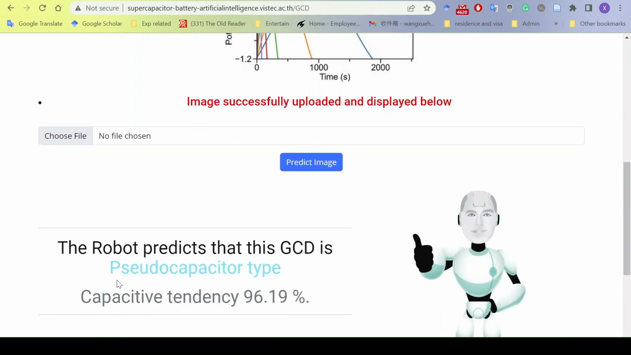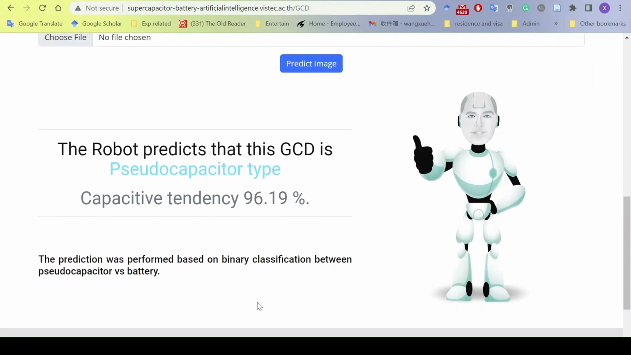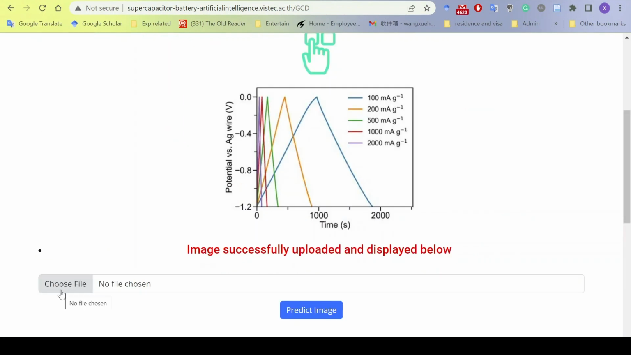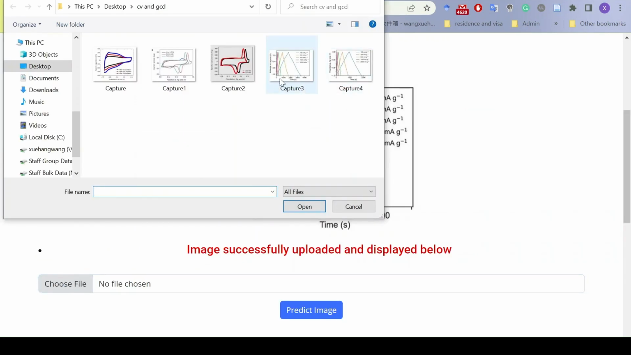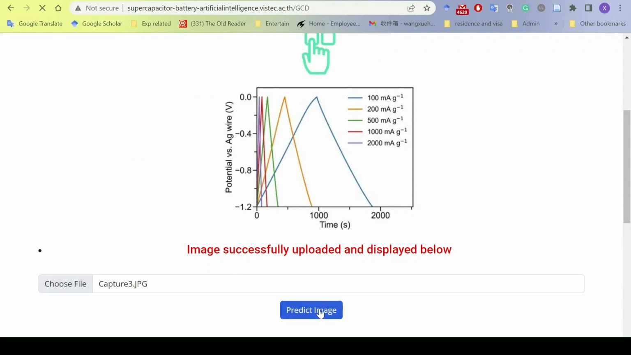Okay, it predicted a pseudocapacitor type, but the capacitive tendency is about 96%. So it's more of a capacitor rather than a battery. Okay, then the website can only tell between pseudocapacitor versus battery. That's fine. Then we will put in another figure that I will show later.